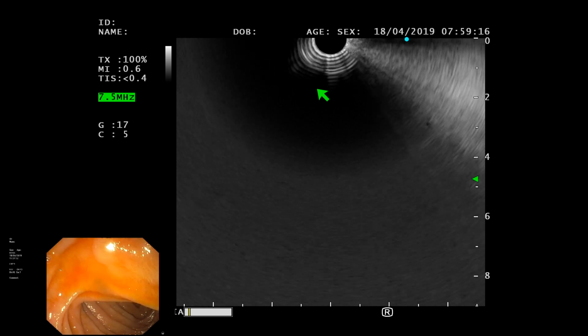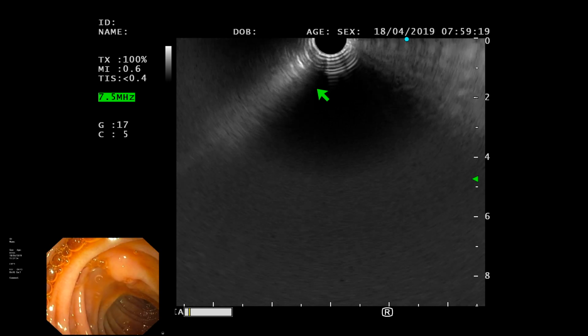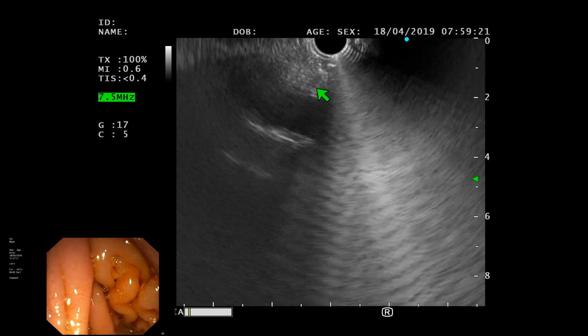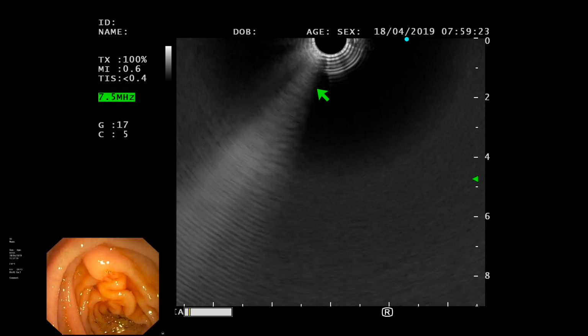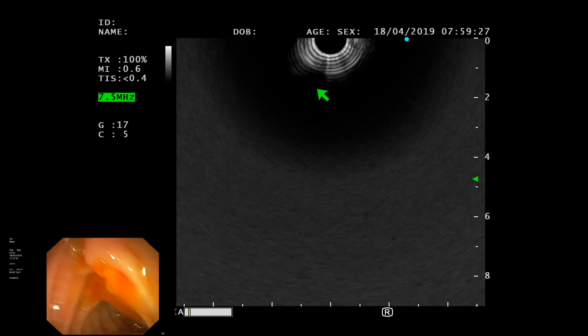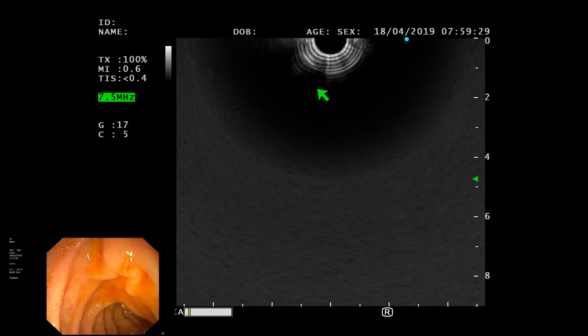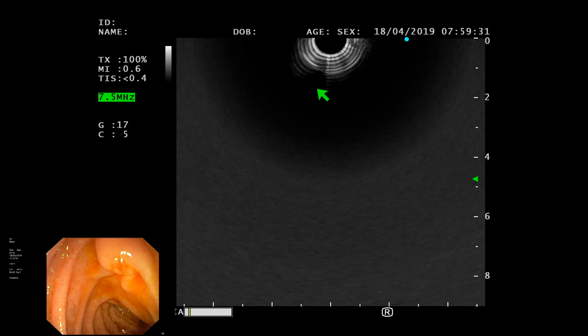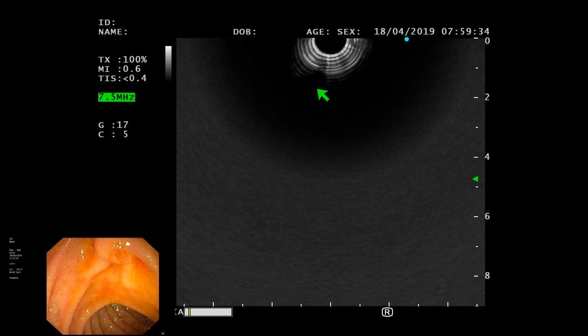So here you see the papilla. Khalid, the maneuvers that you do for reaching the papilla or to go to D2 are similar to the maneuvers you do when you are using a duodenoscope. Exactly. So I like to see which way I'm going.